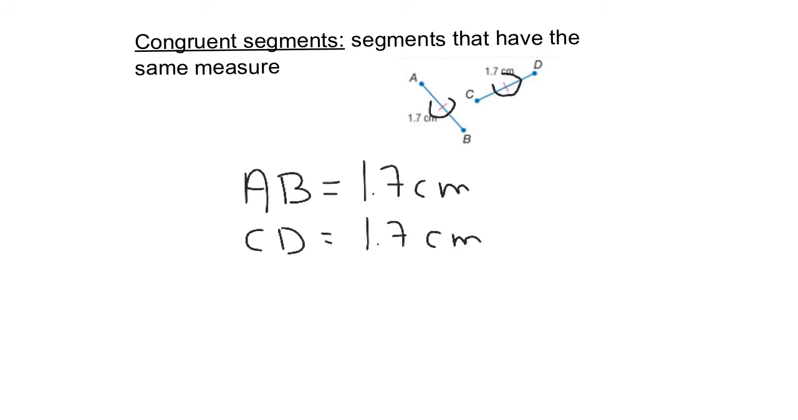Okay, so every time you see tick marks, for example, if I give you this segment and I put 2 tick marks, and if I give you this segment and I also put 2 tick marks, now if you look at the 2 segments, you may think that the second segment is a little bit longer. No, in fact, because I'm putting the tick marks, that indicates that the 2 segments are congruent. So remember, congruent segments are segments that have the same measure. Okay?